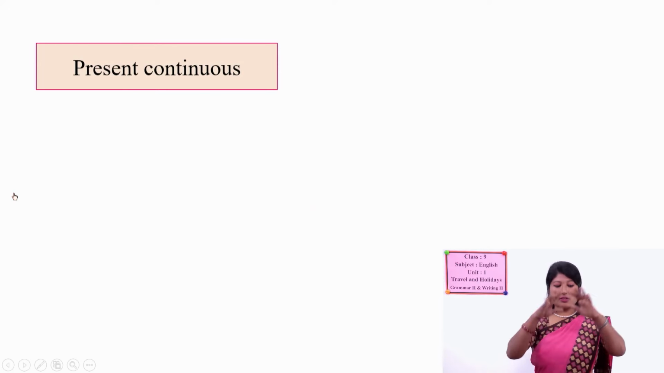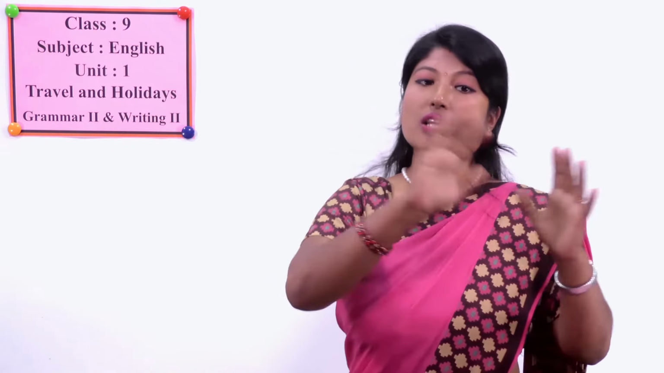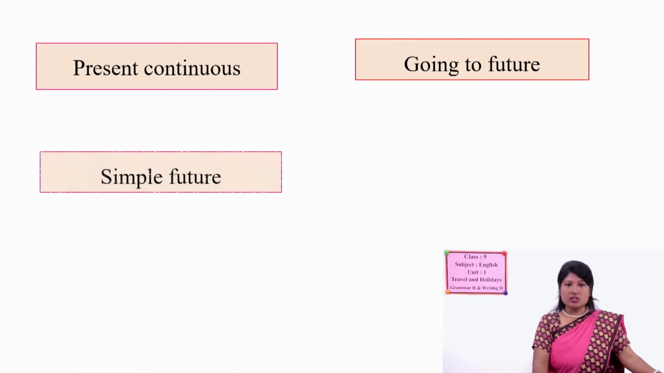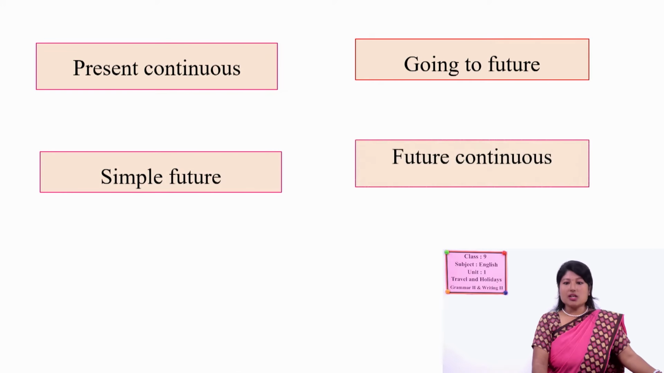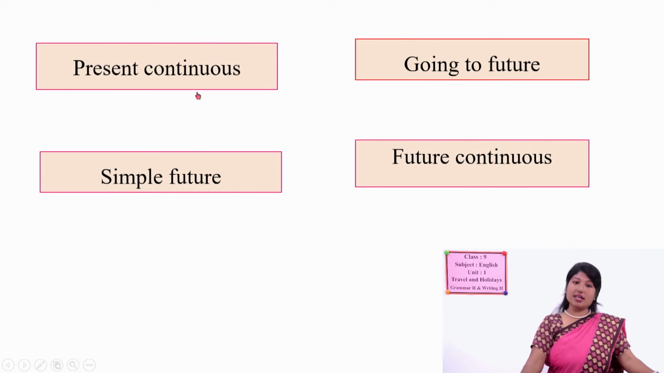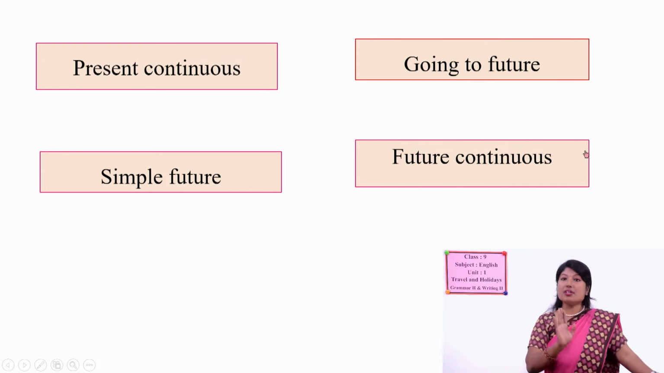So we talked about grammar 2, which is also all about present continuous, going to future, simple future, and future continuous. This structure we talked about in grammar 2, as well as in grammar 1. All the exercises of grammar 1 and grammar 2 are based on present continuous, going to future, simple future and future continuous. So here's the end of grammar 2.